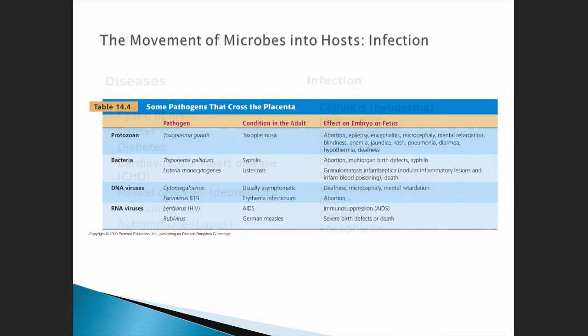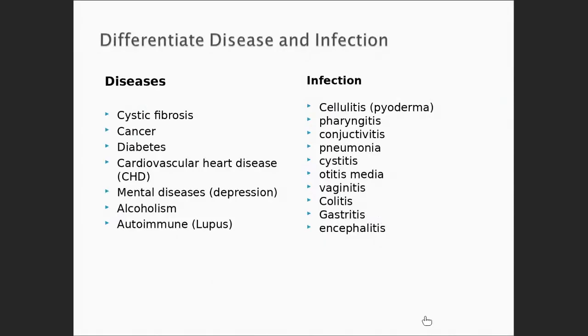Okay. So what's the difference between a disease and infection? There are infectious diseases, but when we talk about diseases, we mean things like cystic fibrosis, cancer, diabetes, cardiovascular heart disease, mental illnesses such as depression, alcoholism. Yes, alcoholism is a disease, right? But being addicted to narcotics is not. I don't get it, but okay. That's the insurance company and the power of the insurance company, right?